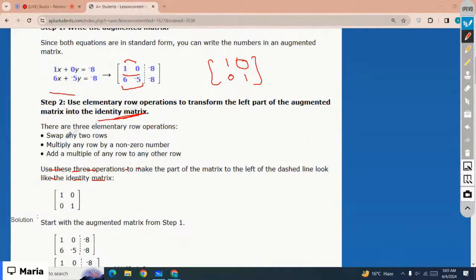How do we do it? There are three elementary row operations. You can swap any two rows, multiply any row by a non-zero number, or add a multiple of any row to another row. You can apply these three operations to convert the left part of the matrix into the identity matrix, right? Okay, now let's see how we convert.